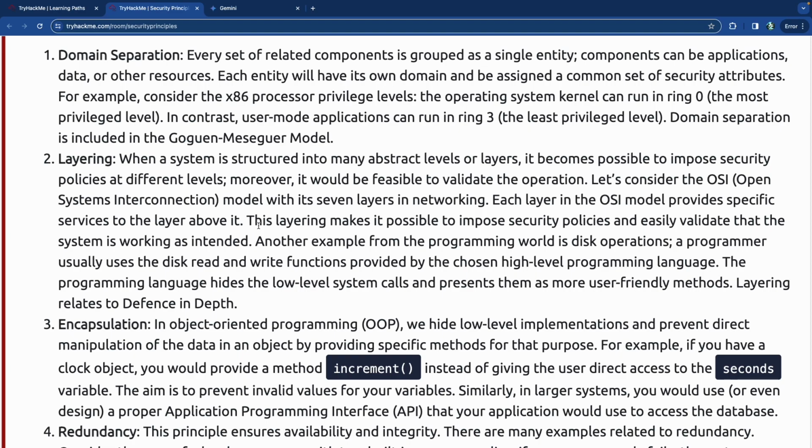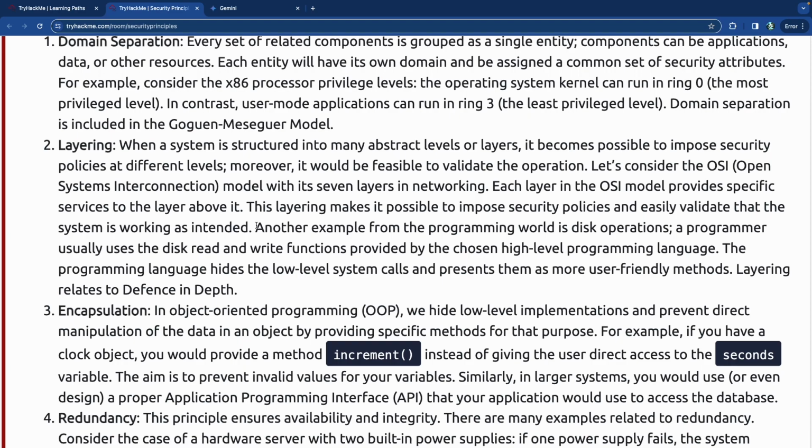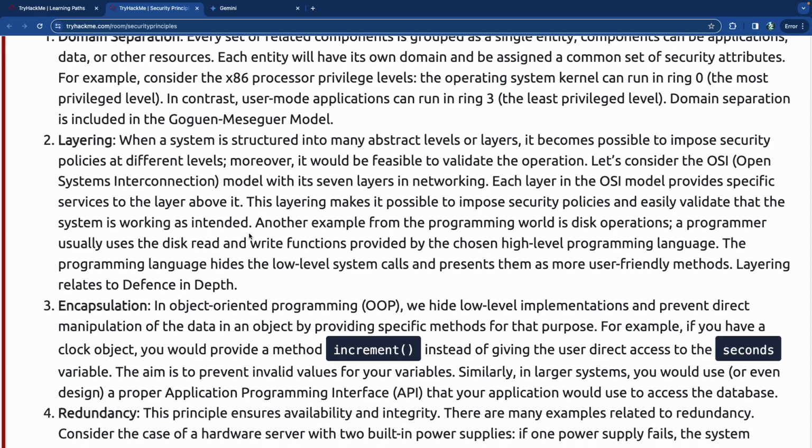Another example from the programming world is disk operations. A programmer usually uses the disk read and write functions provided by the chosen high-level programming language. The programming language hides the low-level system calls and presents them as a more user-friendly method. Layering relates to defense in depth.